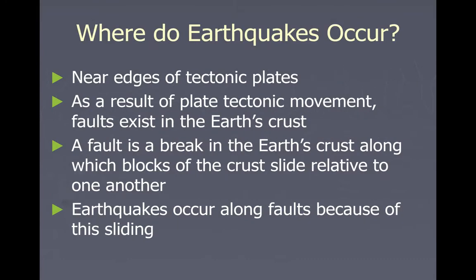Where do earthquakes occur? Near edges of tectonic plates. As a result of the plate tectonic movement, faults exist in the Earth's crust. A fault is a break in the Earth's crust along which blocks of the crust move relative to one another. Earthquakes occur along faults because of this sliding.